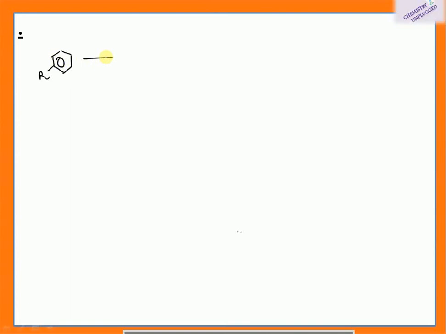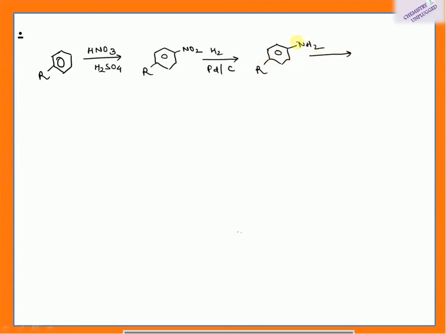Next type of aromatic nucleophilic substitution reactions are possible with diazonium compounds. So suppose I have an aromatic compound containing an alkyl group here. Then first I have to substitute it with a nitro group. So it will attach at the para position, suppose. Then I can reduce it to an amine using, suppose, hydrogen and palladium on carbon. So this nitro group is converted into an amine. Then I can convert this NH2 into a diazonium compound using NaNO2 and HCl.